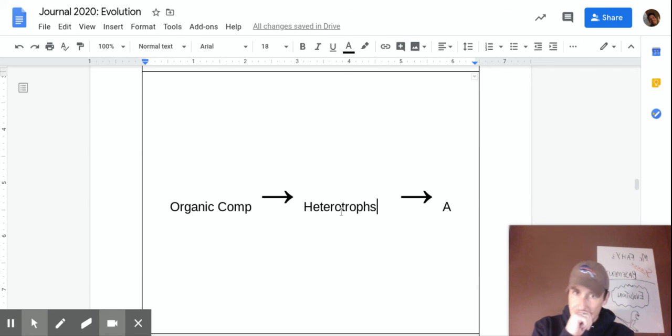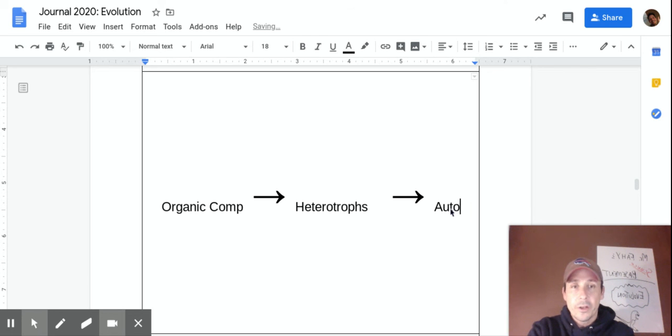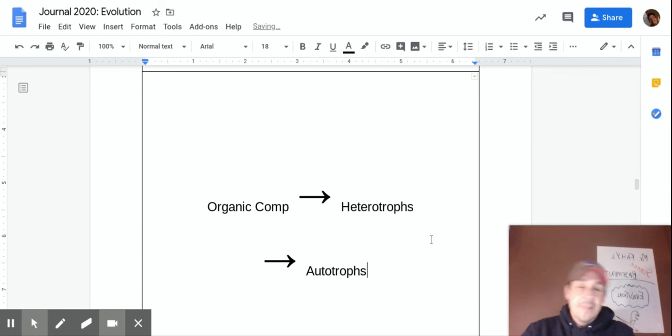Once that happened, you now are creating an atmosphere that allows for autotrophs to take hold. These will start increasing the carbon dioxide in the air and those types of things, which then allow for our autotrophs. And that right there is the heterotroph hypothesis.